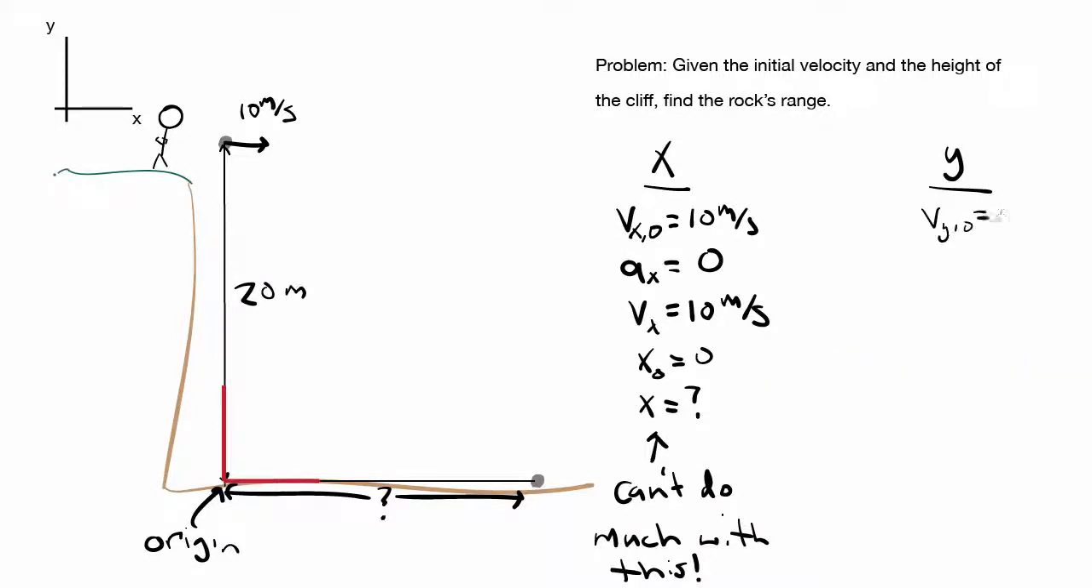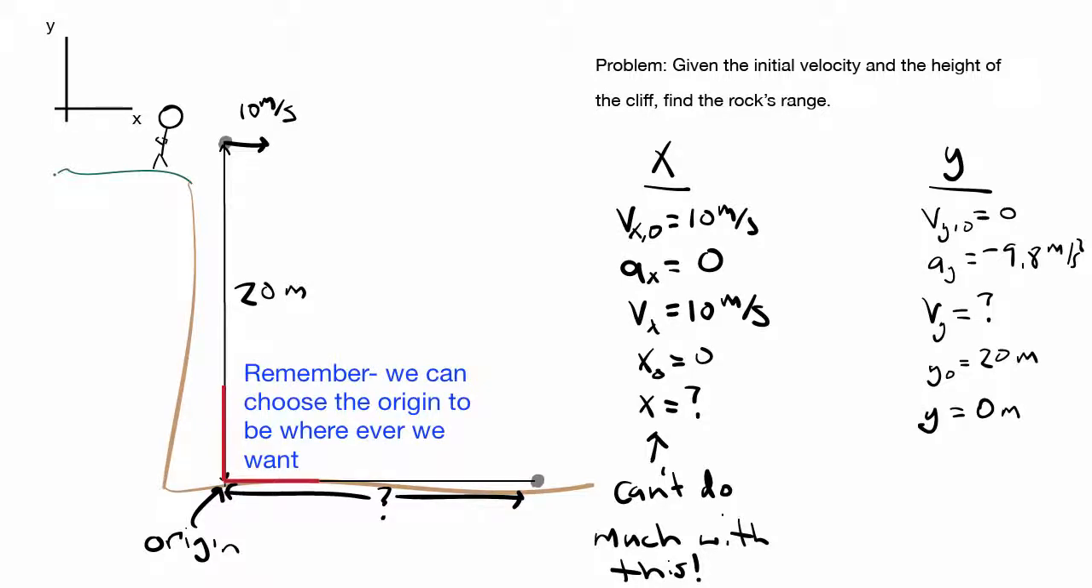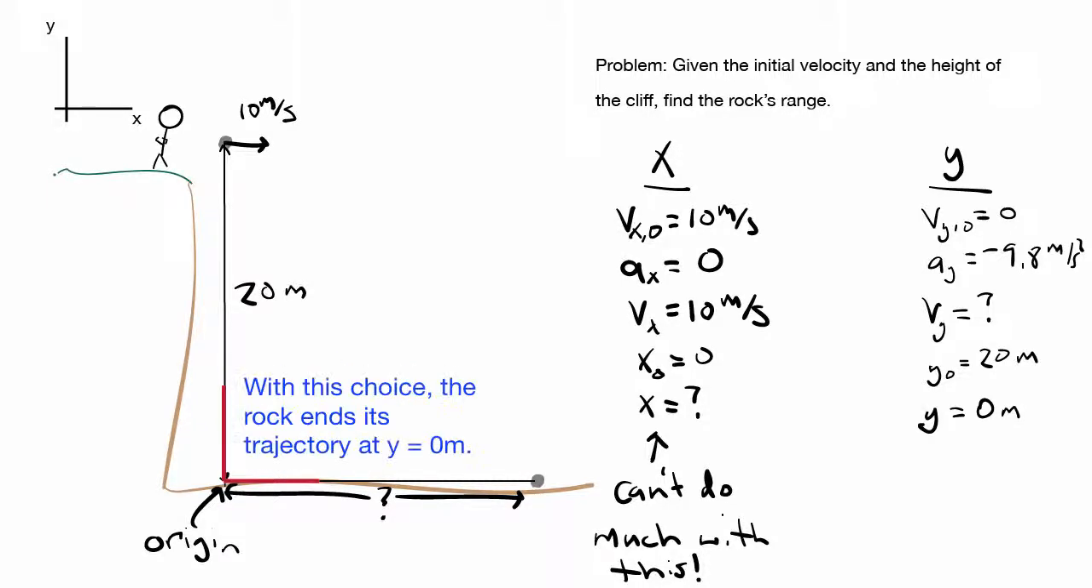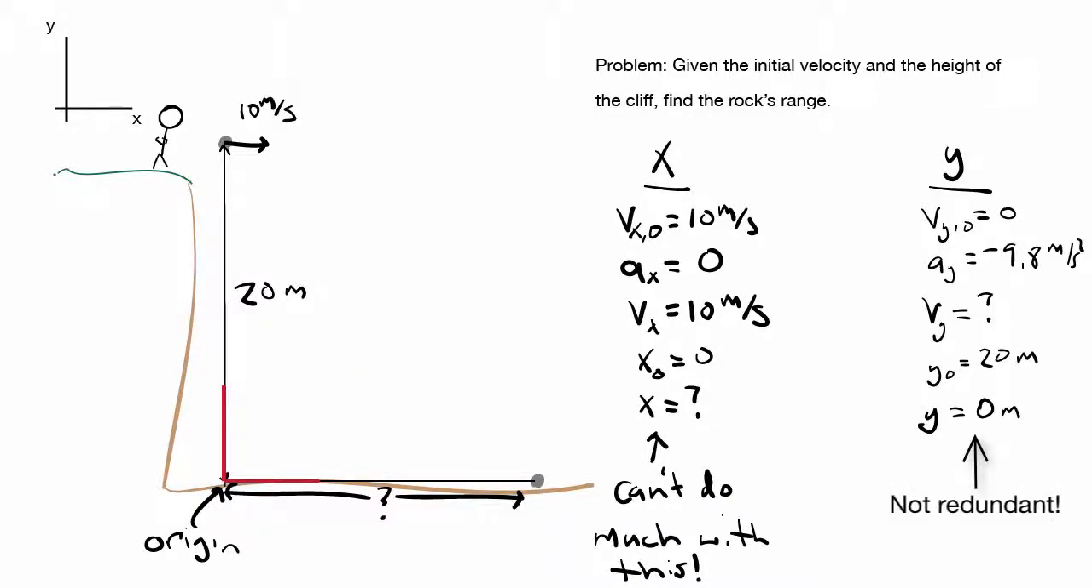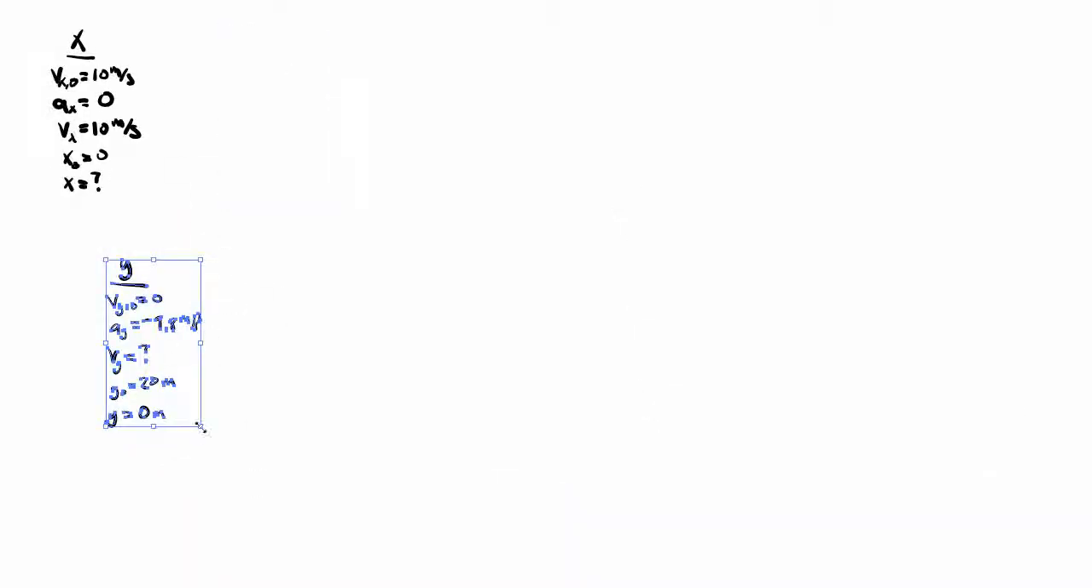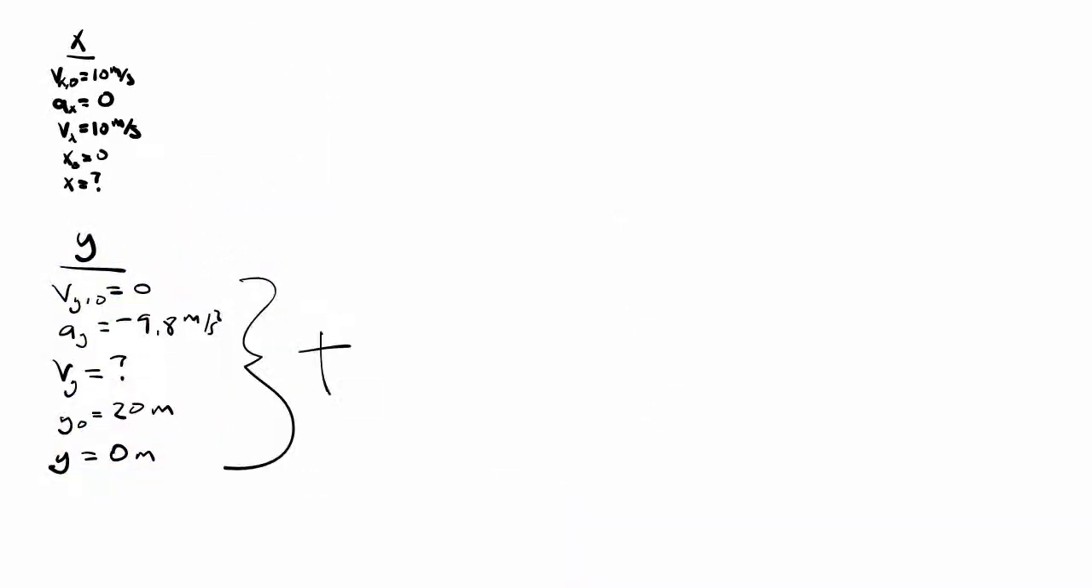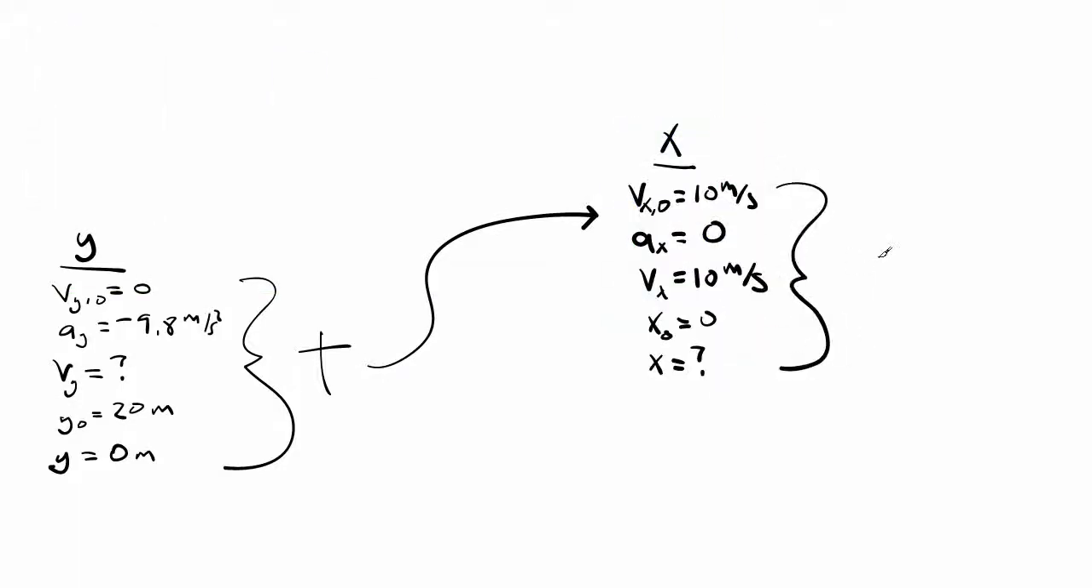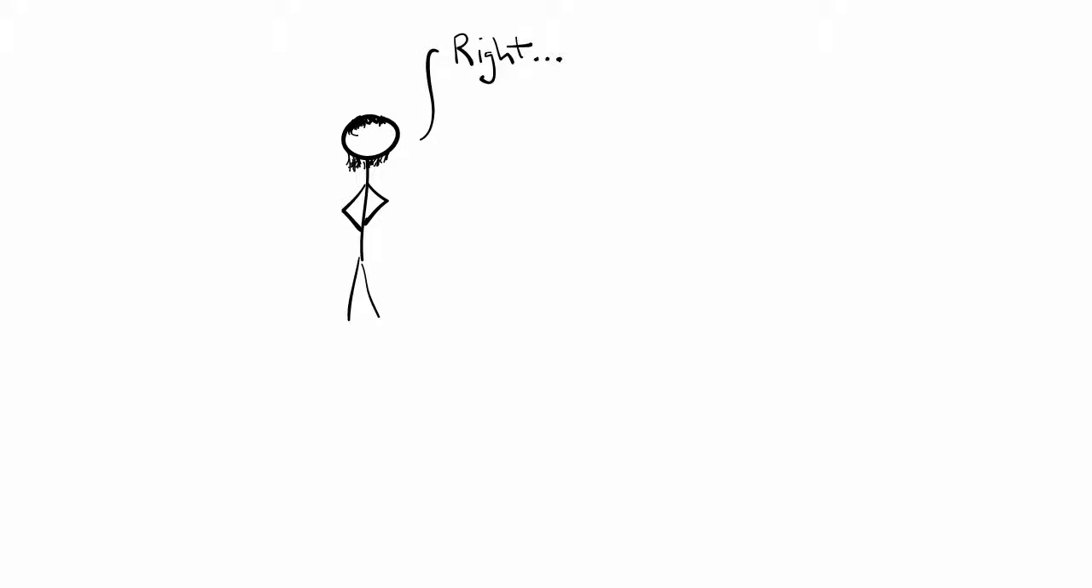In the y direction, I know that the initial velocity is 0, but I don't know the final velocity. I know the acceleration is negative 9.8 meters per second squared. Based on my choice of origin, the rock's initial position is 20 meters and its final position is 0 meters. Now I have some information that I can actually work with. So in order to solve this problem, I need to use the information given in the y direction to solve for time, and then use the time plus the information I have in the x direction to then solve for the range. So the final question is, well, how do I solve these things?